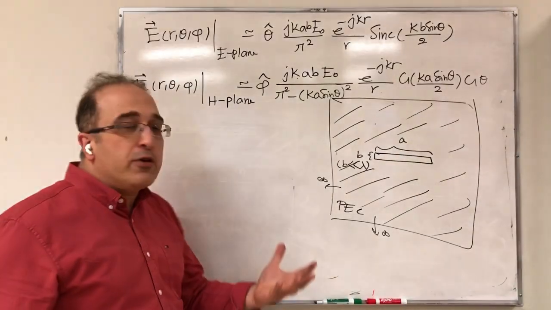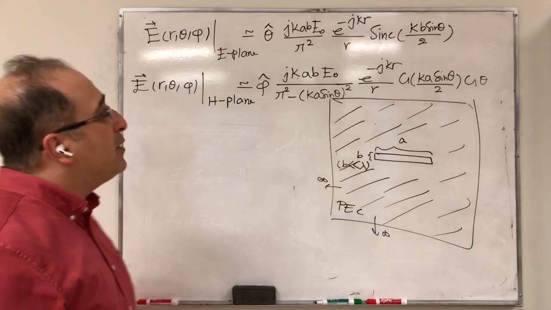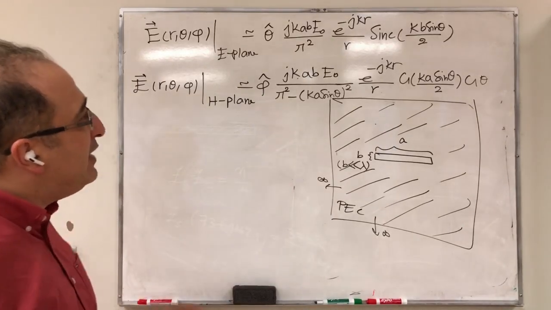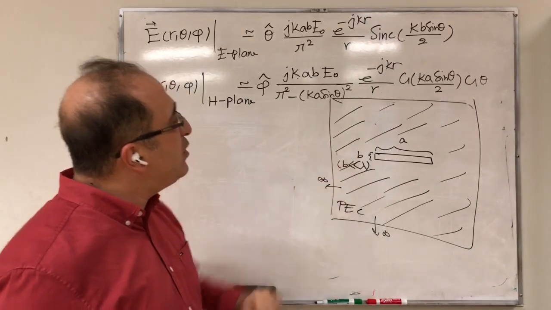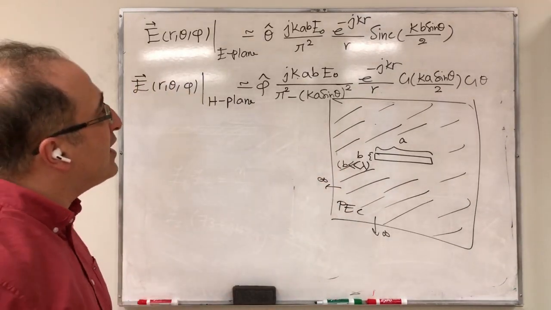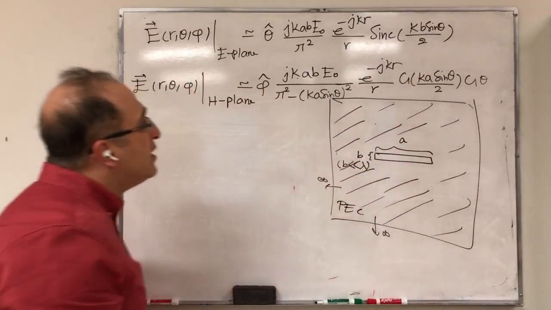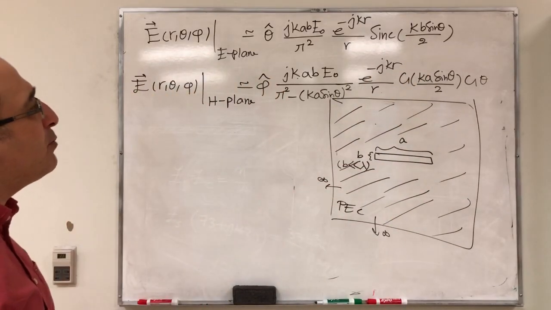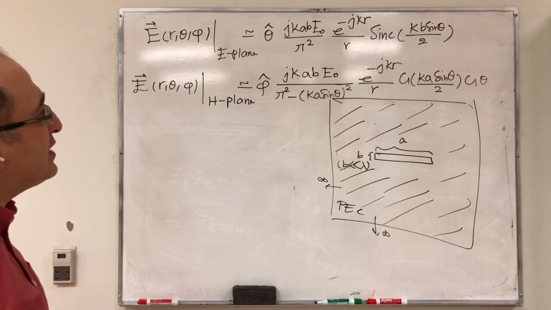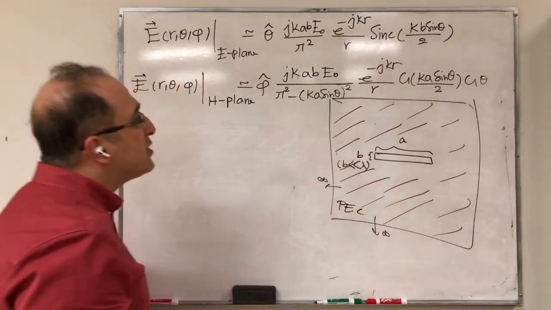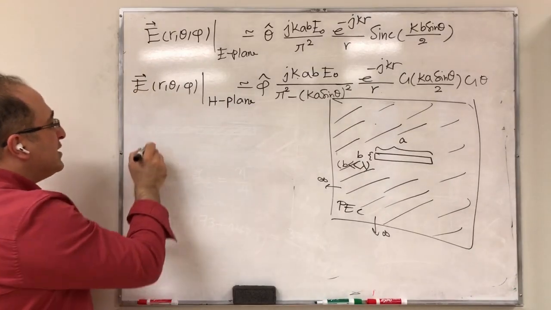Okay, so these were for general A and B. So now how can we make it specific to this? We need to take into account that our B becomes much smaller than the wavelength. Now, B is right here in this case. So let's see how we can compare B with the wavelength. If I consider B much smaller than the wavelength, let's see what I'm going to have.